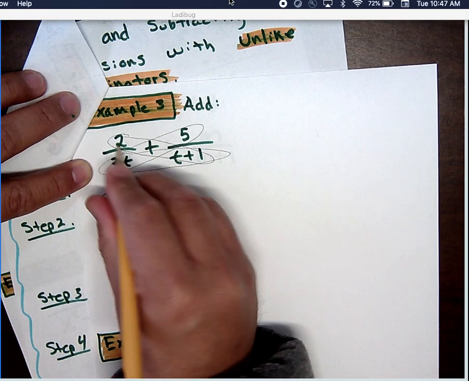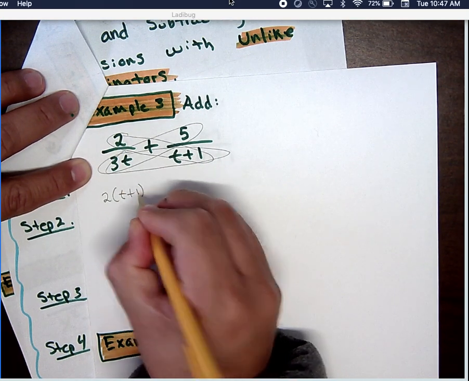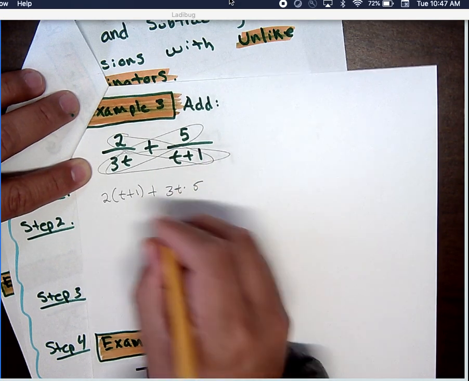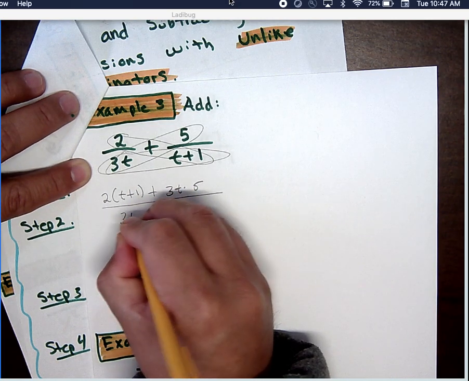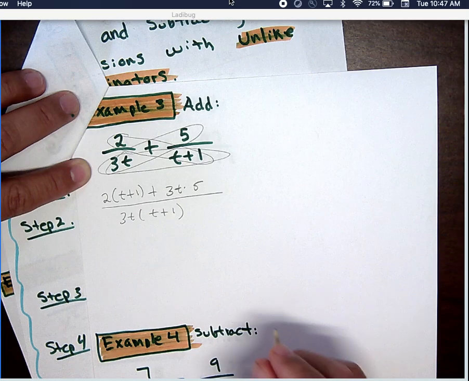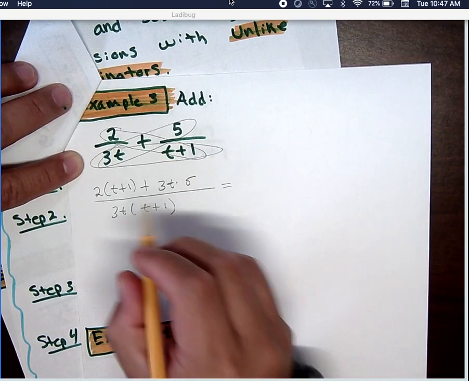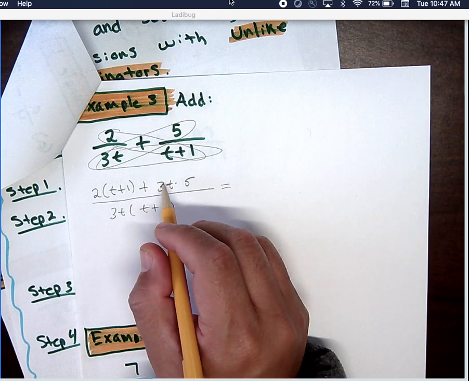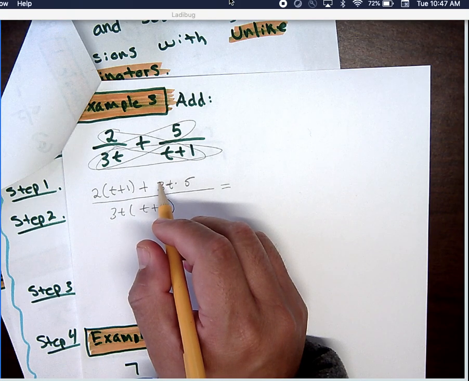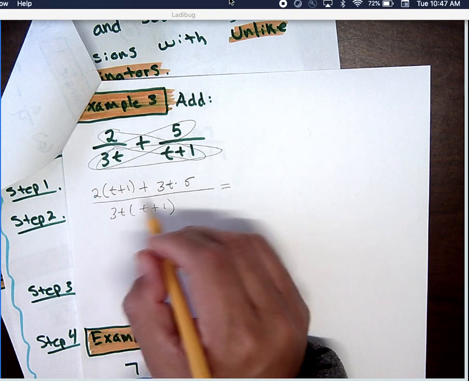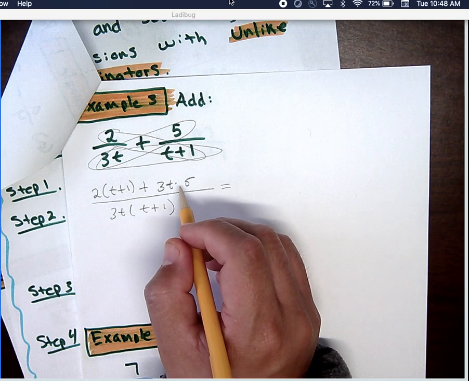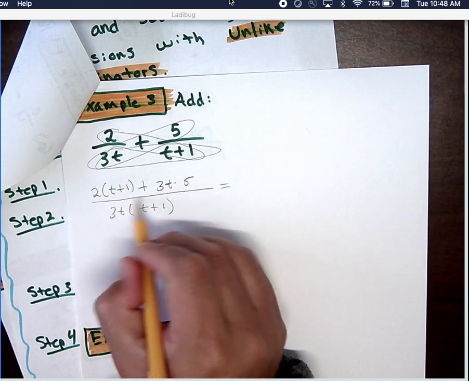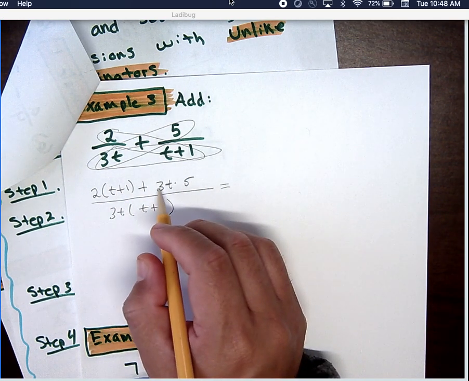So 2 times, put it in parentheses, plus 3t times 5 over 3t times t plus 1 equals, so let me see what we can do here. I think for this one we're gonna have to simplify the top, all of this stuff. Let's see if that's gonna work. Yes. So let's simplify the top, because I don't see anything that we can factor out from here.